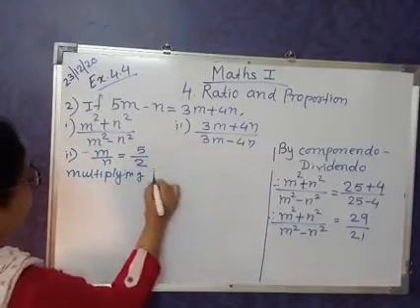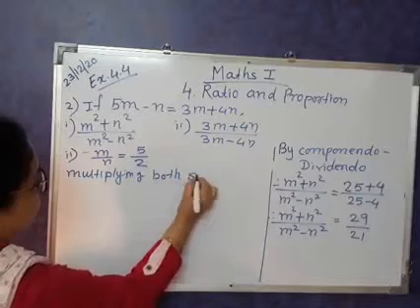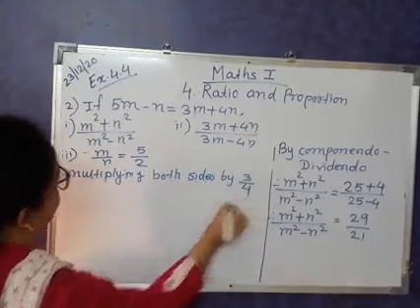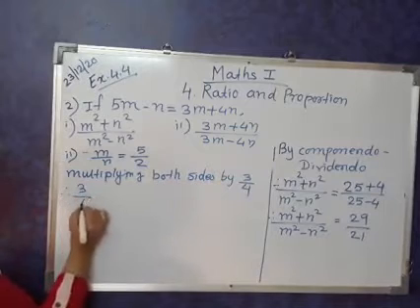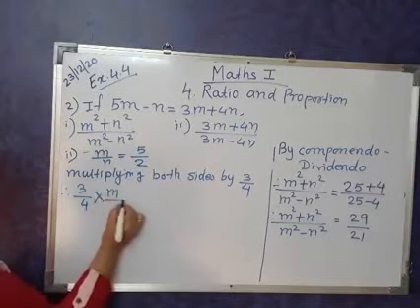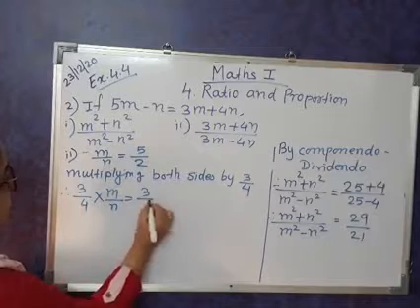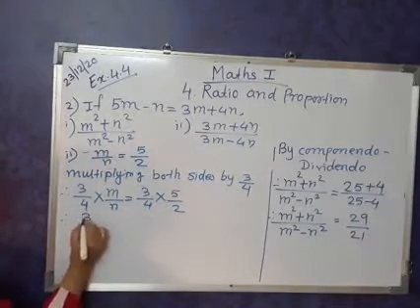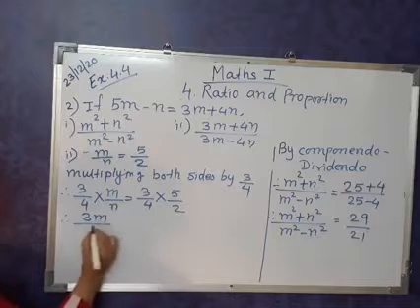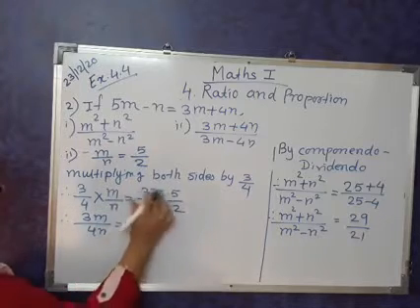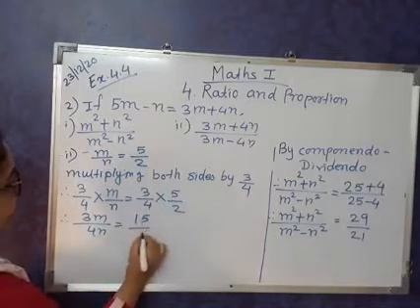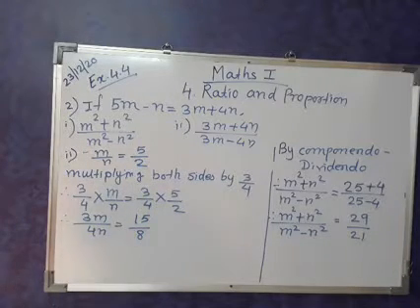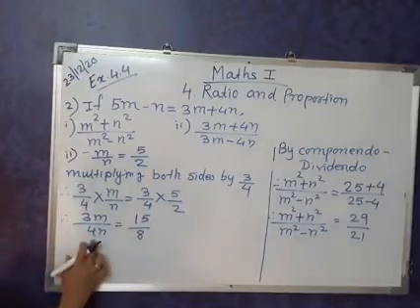Multiplying both sides by 3 upon 4. So what will you get? On the left hand side we multiply by 3 upon 4, and the same way on the right hand side. So we get 3m upon 4n is equal to 5 times 3, 15 upon 8. Is it clear? Now on the left hand side we got the m and n with their coefficients.